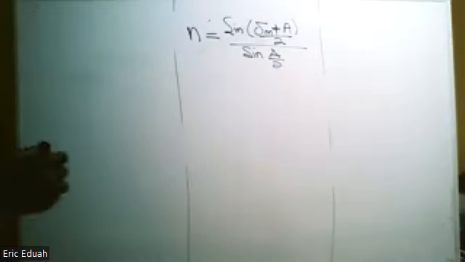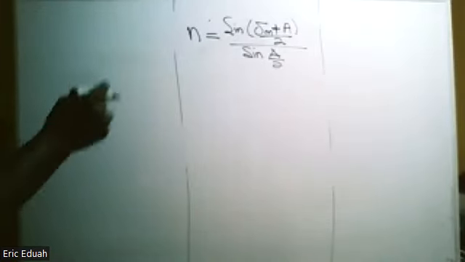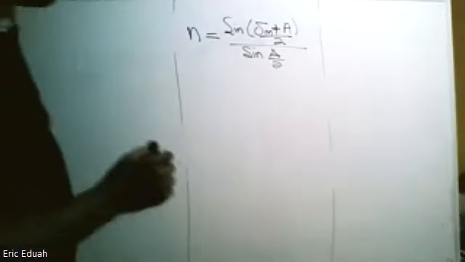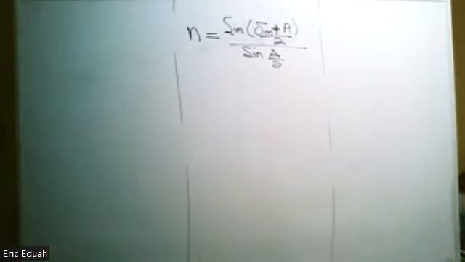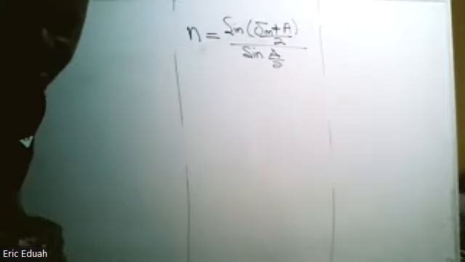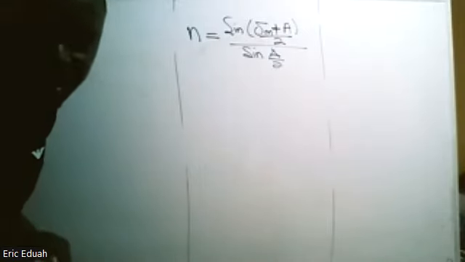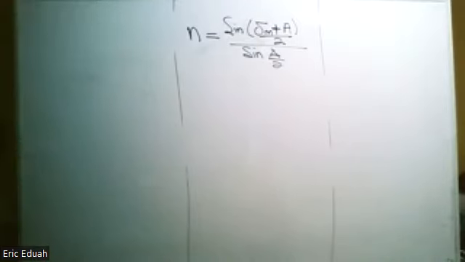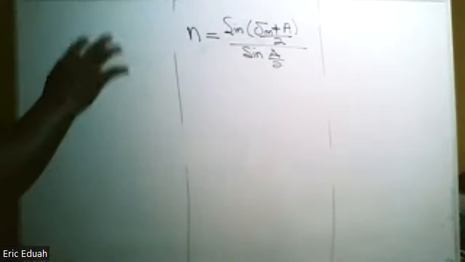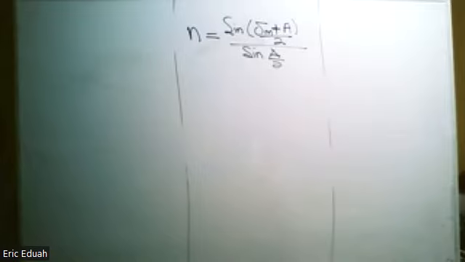Okay. This is the key. The expression for the refractive index at the minimum deviation. Okay, noted. So this is the expression for the minimum deviation.